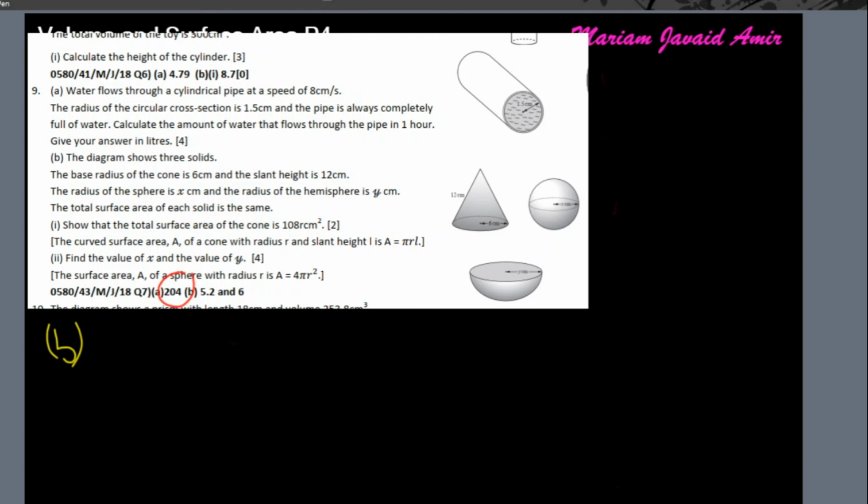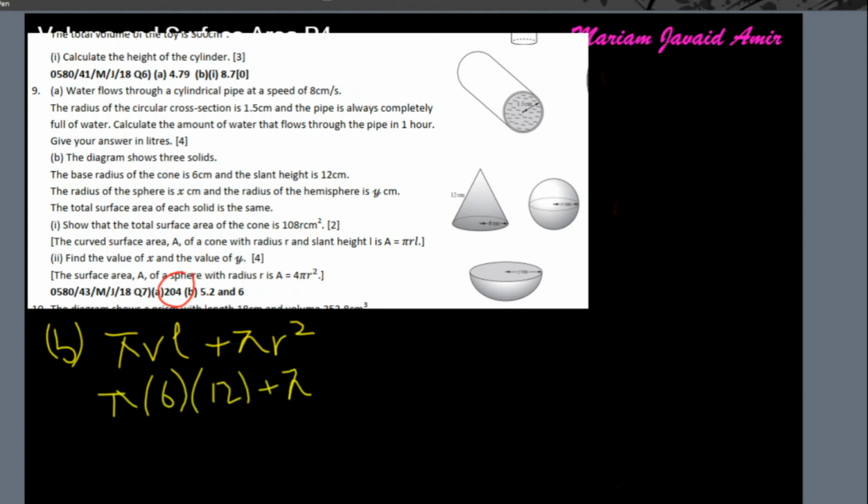Okay, so we have all the dimensions for the cone, and we know that the total surface area of the cone is pi r l plus pi r square. So pi times radius times the slant height plus pi times radius square. This gives us 6 times 12 times pi plus 36 pi.